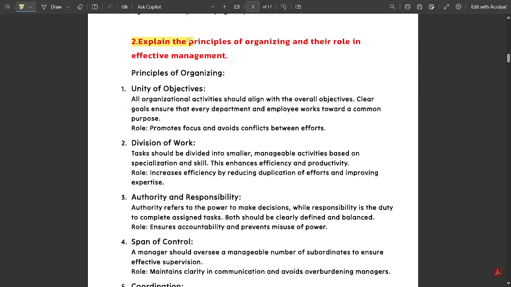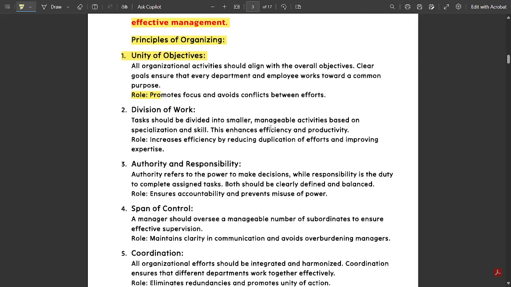Explain the principles of organizing and their role in effective management. Okay, so this is the next question. Principles of organizing. The organizing principles are unity of objectives. Okay, and its role: it promotes focus and avoids conflicts between the efforts.